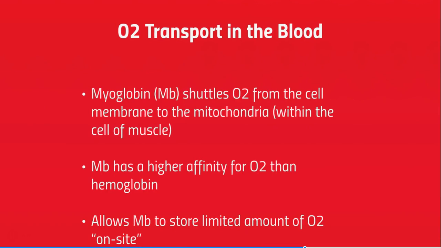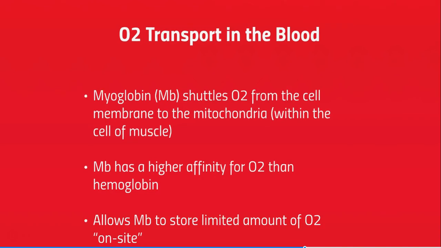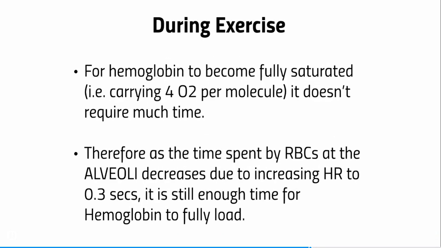Once it gets to the muscle, hemoglobin passes off oxygen to myoglobin, which loves oxygen just that little bit more, has a greater affinity, and therefore we can store a little bit of oxygen in our muscle fibers as well, particularly in our slow twitch fibers. Which is good because it means it's there to be used straight away as opposed to waiting for it to circulate when we need it.